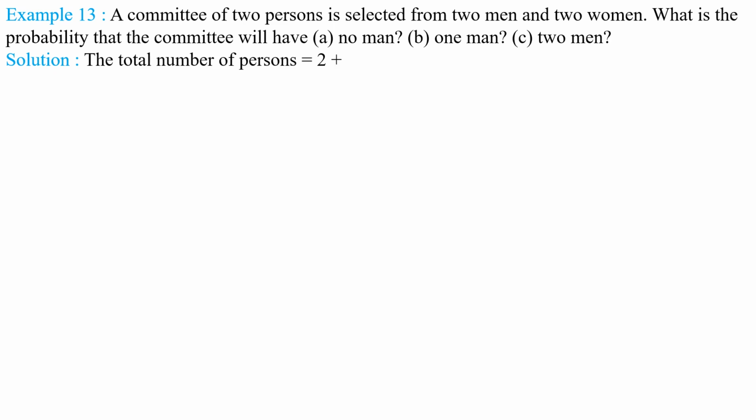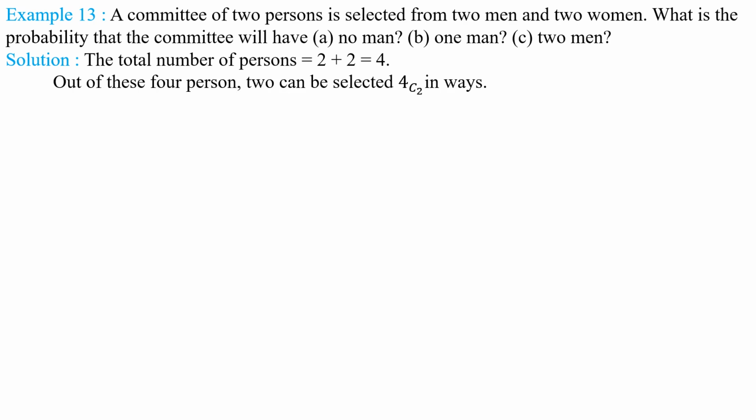The total number of persons. How many persons are there? 2 men and 2 women. That is total 4 persons. Out of these 4 persons, 2 can be selected in 4C2 ways. Here 4 objects are there. From these 4 objects, 2 objects should be selected. In how many ways can 2 objects be selected? 4C2 ways. Do you remember the concept of combinations? We use that knowledge here.